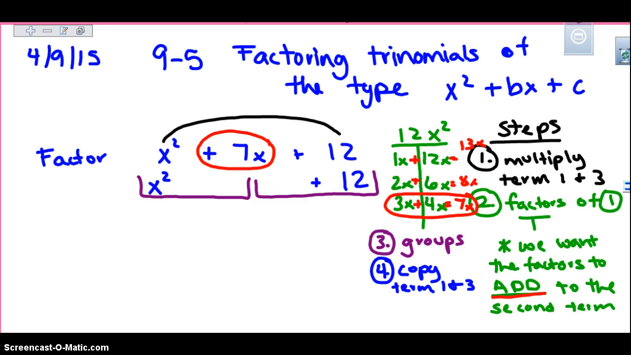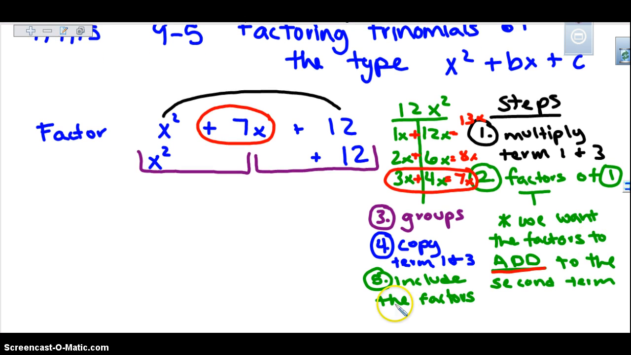Step number 5. Include the factors from step 2. So these right here, 3x and 4x. 3x is positive, so plus 3x and 4x, also positive.